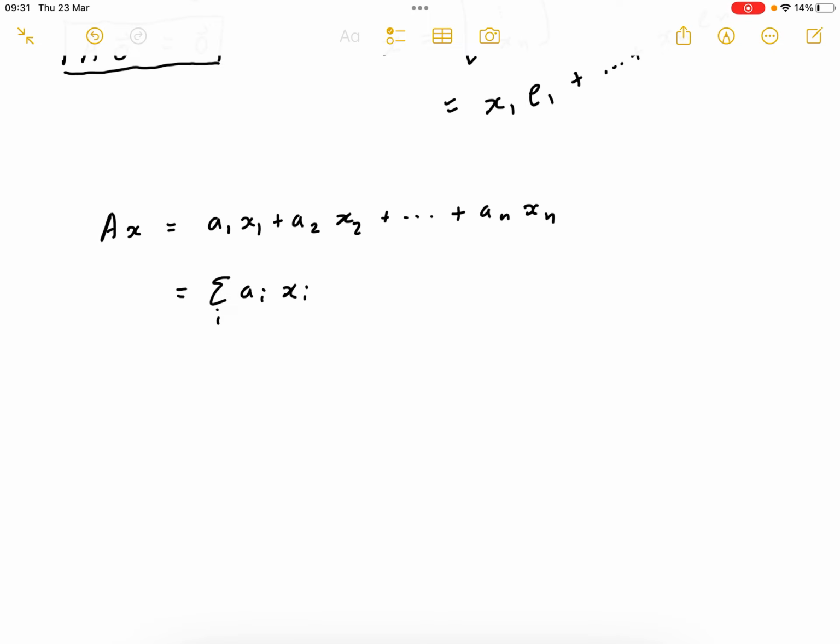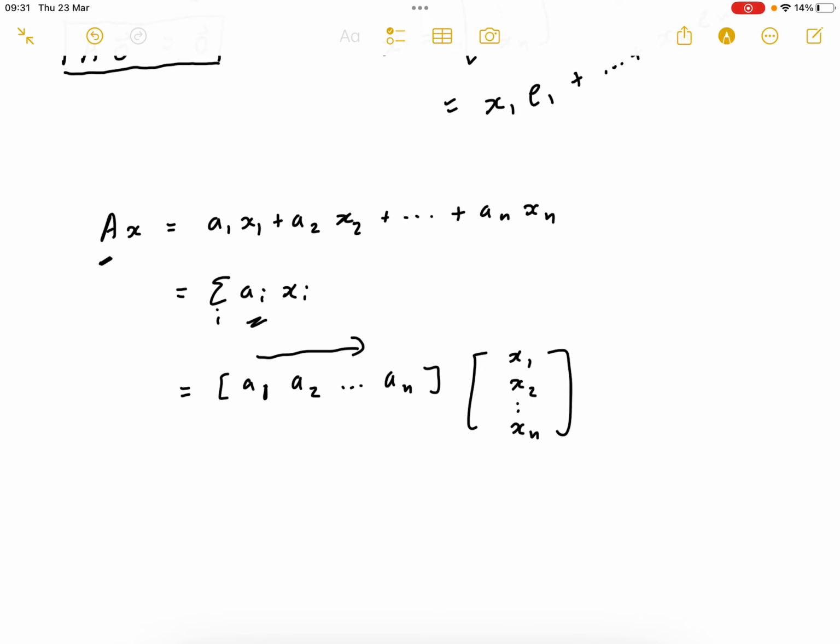And so it turns out if A just depends on the a_i's, we can write both x and A in component form. So this would be a1, a2, all the way up to an. And we see that matrix multiplication works along and then down.